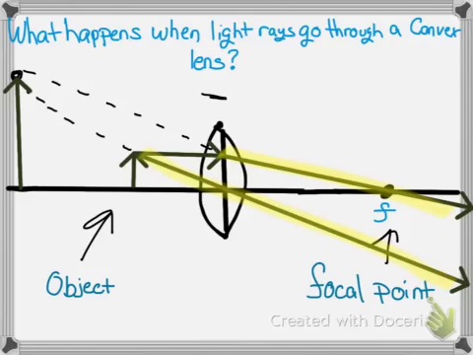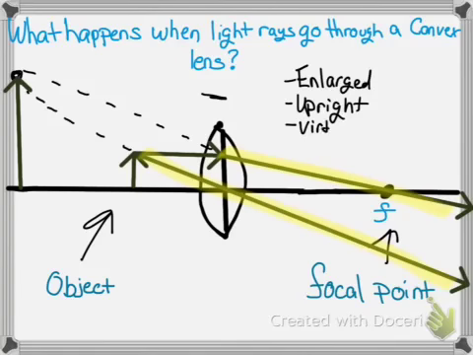The image produced is behind your object, and we can say that this image is enlarged, upright, and virtual. This image is enlarged because it's bigger than your original object. It's upright because it's over your principal axis. It's virtual because we had to extend back those light rays.